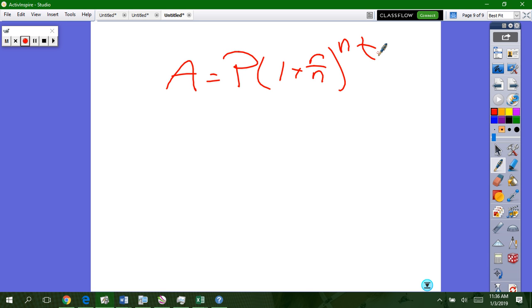Simple interest is just that amount. Now, what does the P stand for? Principal. R, what's the R? The rate. What are we going to put it as? A decimal, so 3% would be 0.03.